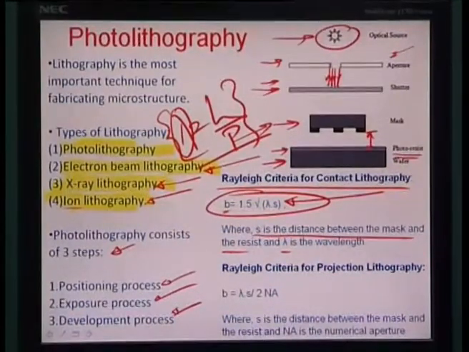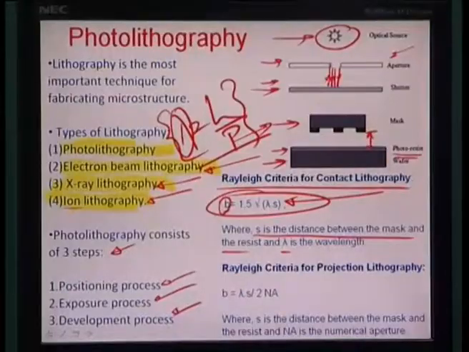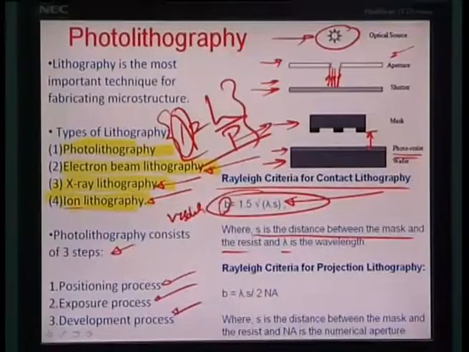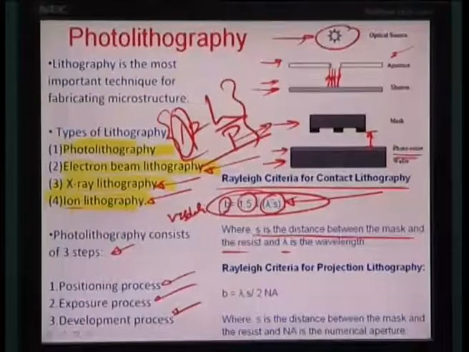In contact lithography, you have to assume the mask to be placed in contact with, or facing, the resist. So if you are writing a feature which is already inside the resist by some distance, you have effectively some distance between the mask and the feature, which makes the resolution a little different. So B, the resolution, essentially is dependent on root of lambda times S. Okay, 1.5 is the coefficient attached to root lambda S.